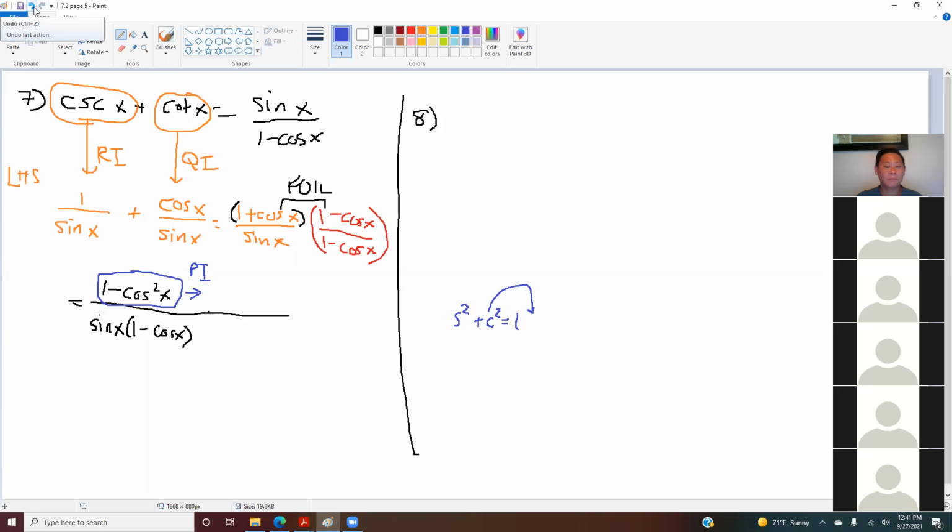Anyone? What is 1 minus cosine square x? Would it be sine squared? This is sine square x. Yep. So this will be sine square x. We are very close because look at the denominator. What can we do with this one and the one on the bottom? What can we cancel?